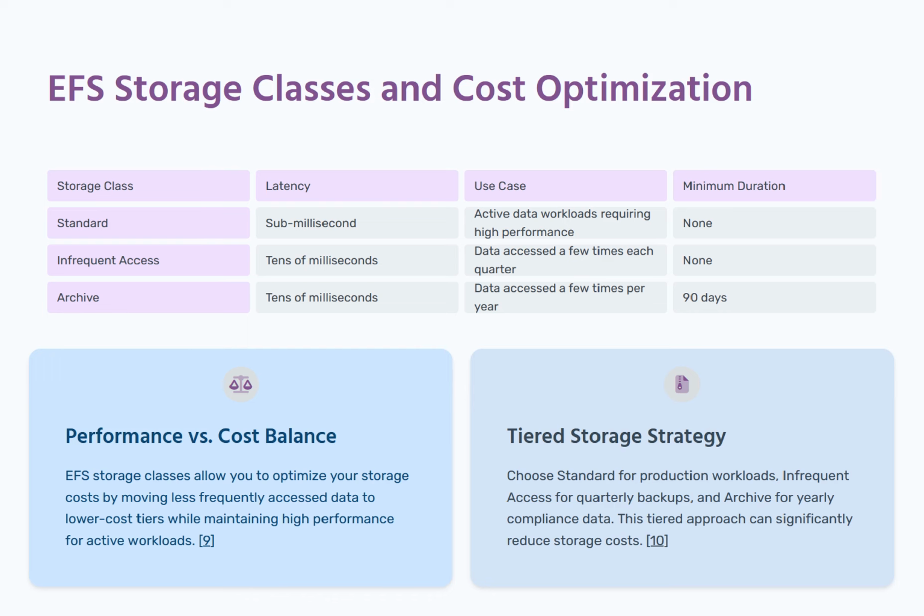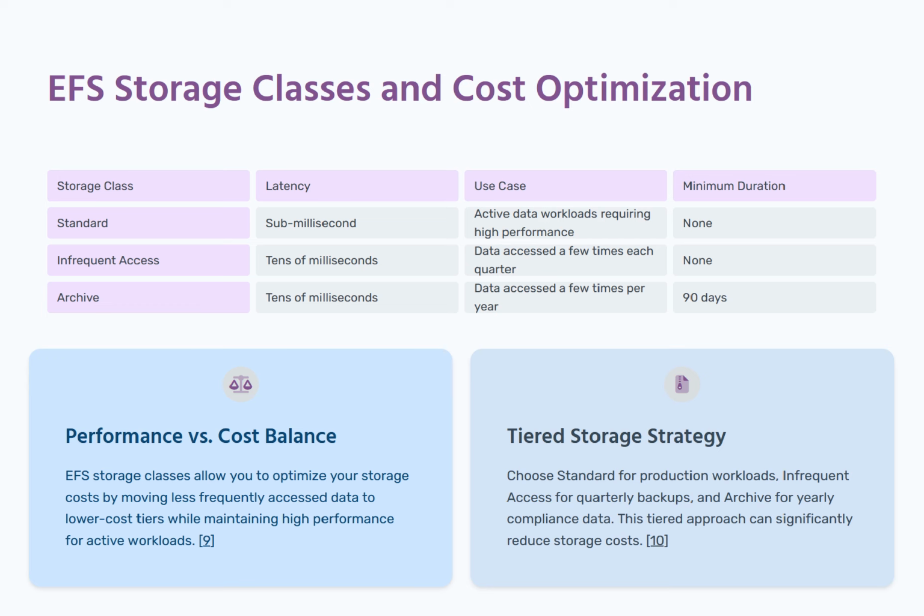EFS storage classes and cost optimization. It has fewer classes than S3, but it helps you save some money. So what are the storage classes? It has standard, infrequent access, and archive. Standard is normal access. Infrequent access is for data you need to access, but not as often as in standard. And archive is for data you don't need to access frequently.